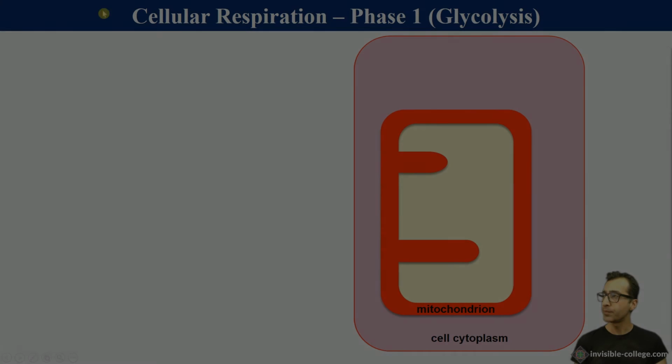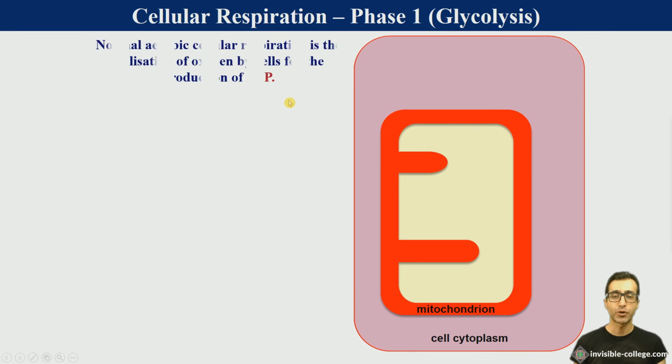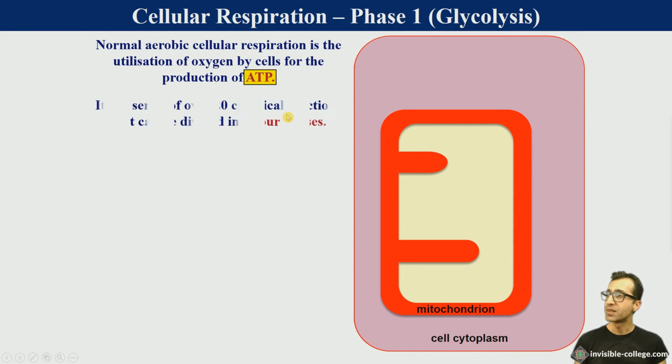So to remind you, under ordinary conditions, normal aerobic cellular respiration is the utilization of oxygen by cells for the production of ATP. The aerobic phases of respiration are made up of a series of over 20 chemical reactions, and these can be divided up into 4 general phases.